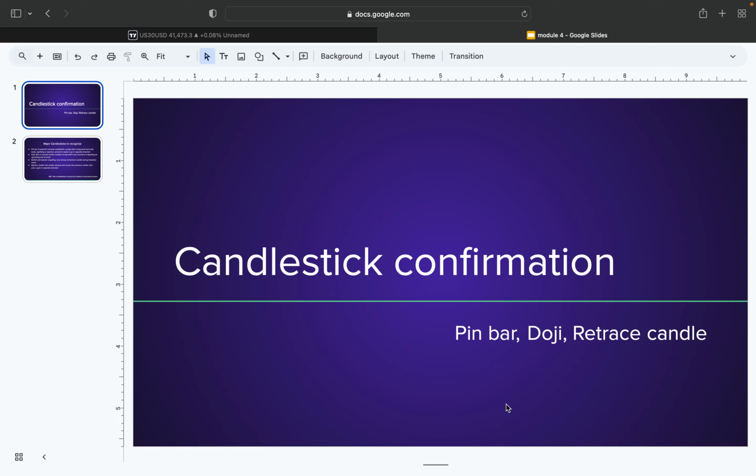And welcome to module 4 of this strategy. Here we'll be talking about candlestick confirmation and the types of candlesticks which we trade with this strategy, which includes the pin bar, doji, and the retrace candle. Now let's quickly dive in.